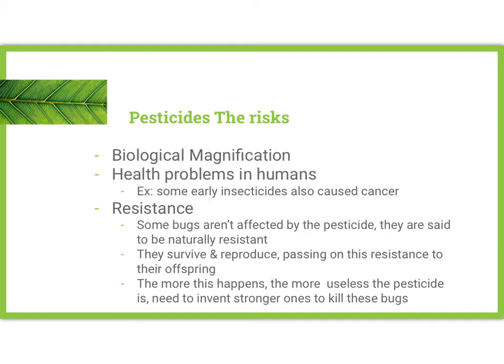The more this happens, the more useless the pesticide is, because more and more of these pests are resistant to the pesticide itself. Therefore, as humans, we needed to invent stronger ones to kill these bugs, which may have more harmful effects. So we have to outweigh these pros and cons.